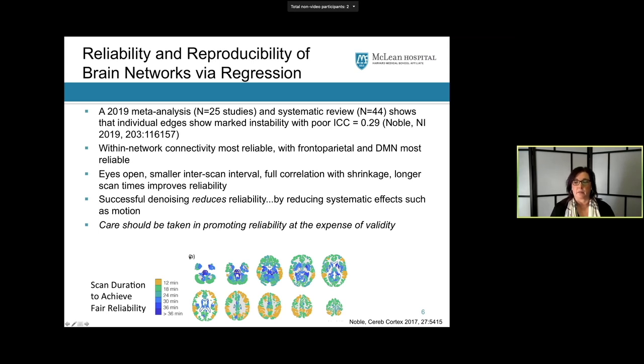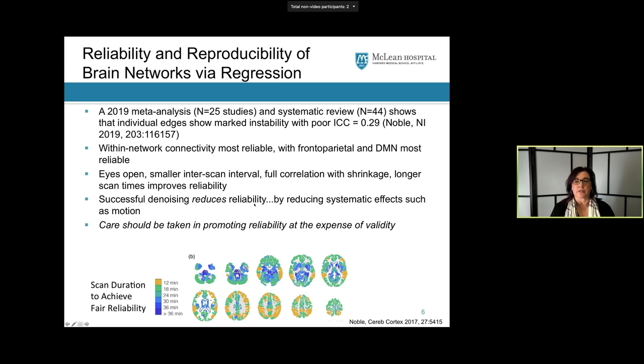And these results from this 2017 paper really show that scan duration is critical. Even to achieve a fair reliability in these cortical regions, you need more than 10 minutes worth of fMRI data for each subject, and you need more than 35 minutes to achieve fair reliability in subcortical brain regions. So this is a critical parameter.